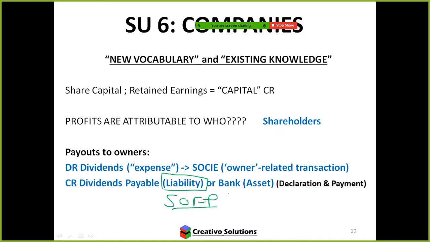Okay, good question. We can actually add that to the notes here. All right, I had liability. Liability and assets go to the statement of financial position always. Yes. SOCI, owner related transactions. So the dividends that are paid, notice the words I'm using. Dividends that are paid out will go to the SOCI.